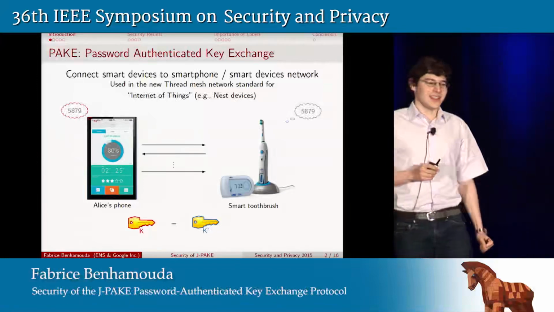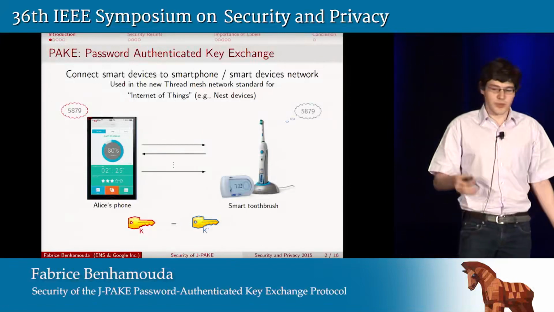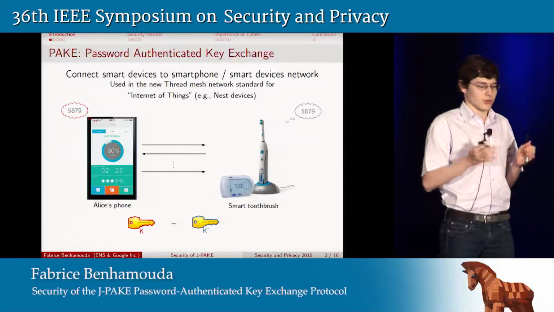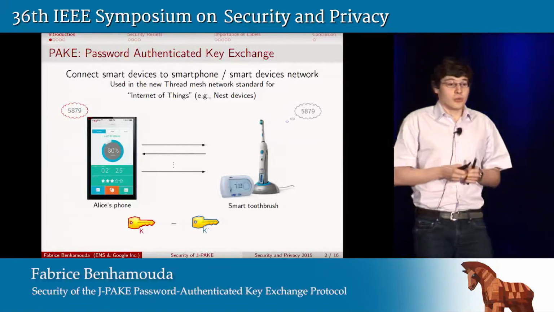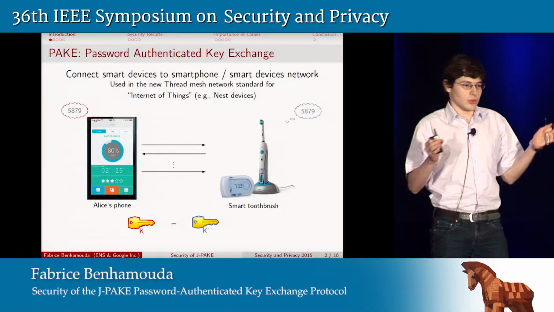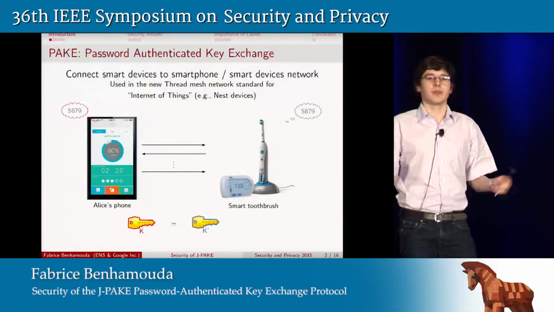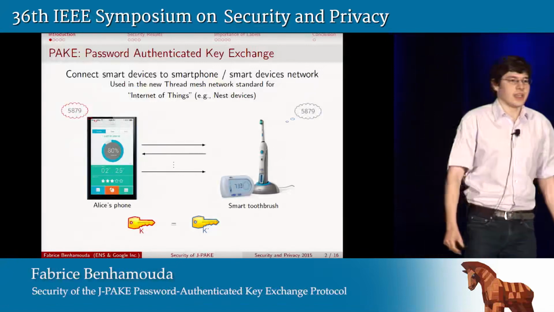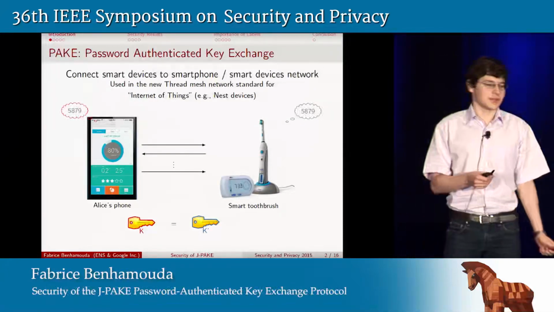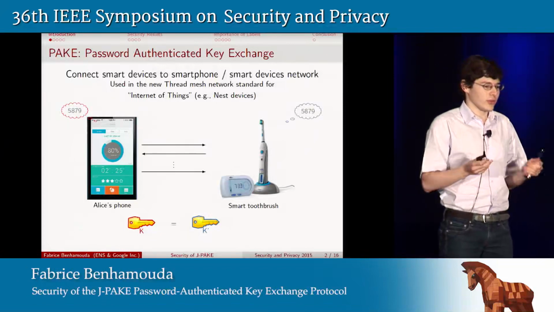A second application is to connect smart devices to smartphones. Let's suppose that you have a new smart device and you want to connect it to your generic application on your smartphone. You don't want to type a big cryptographically secure key to connect to this device, because that's just too painful. You just want to type a 4-digit PIN number, for example. And PAKE makes this possible, and that's actually used in the new Thread mesh network protocol standard for the Internet of Things. For example, it's used in the Nest devices.